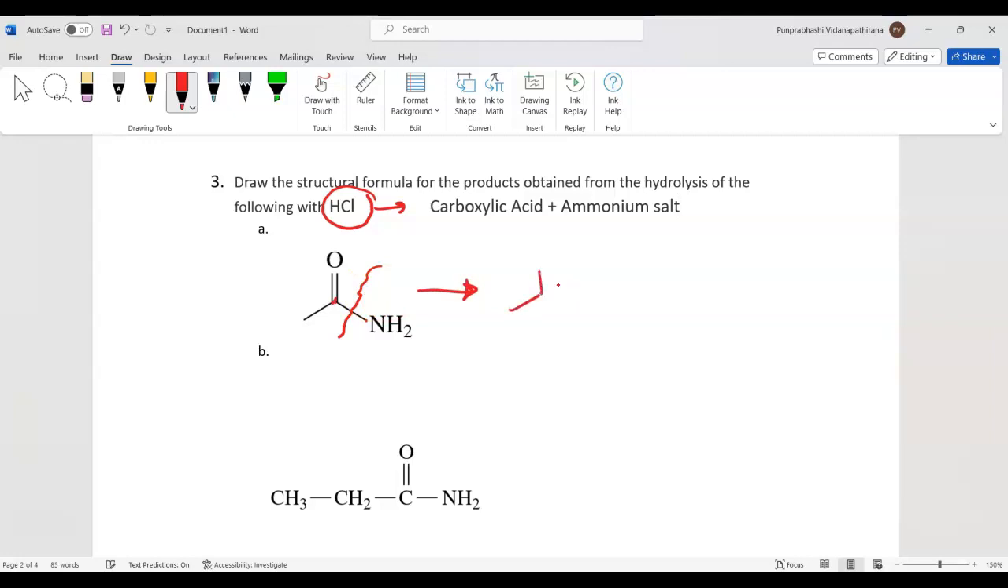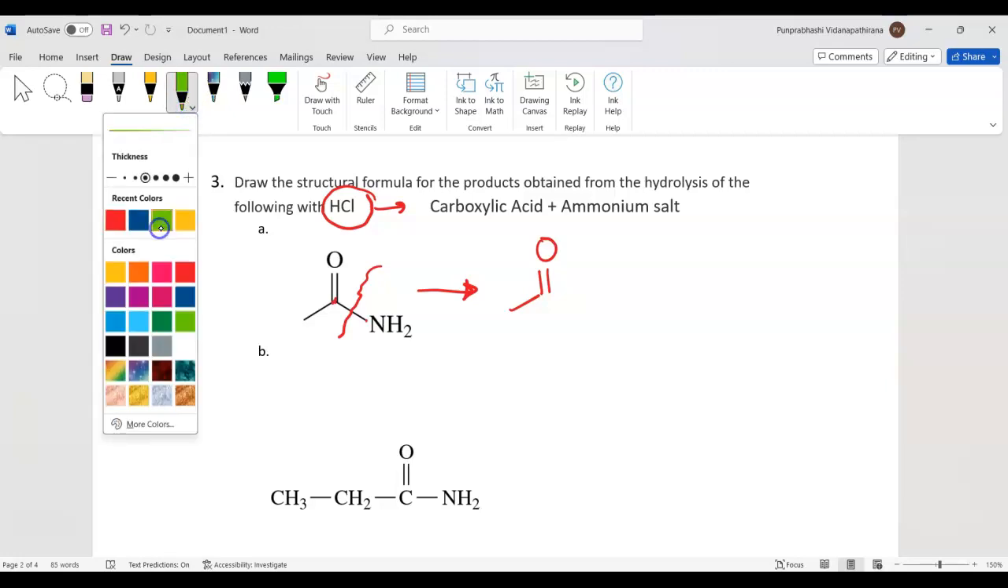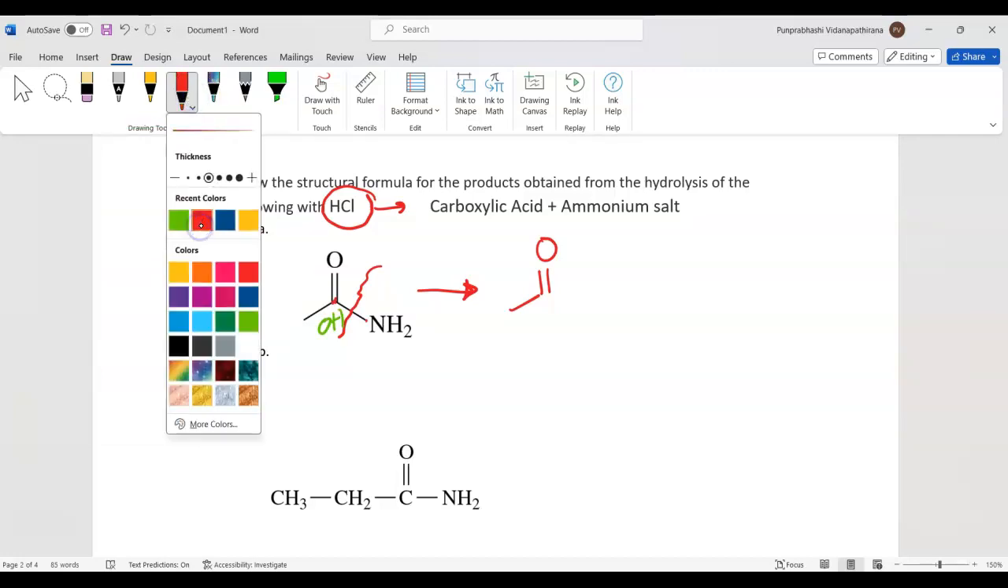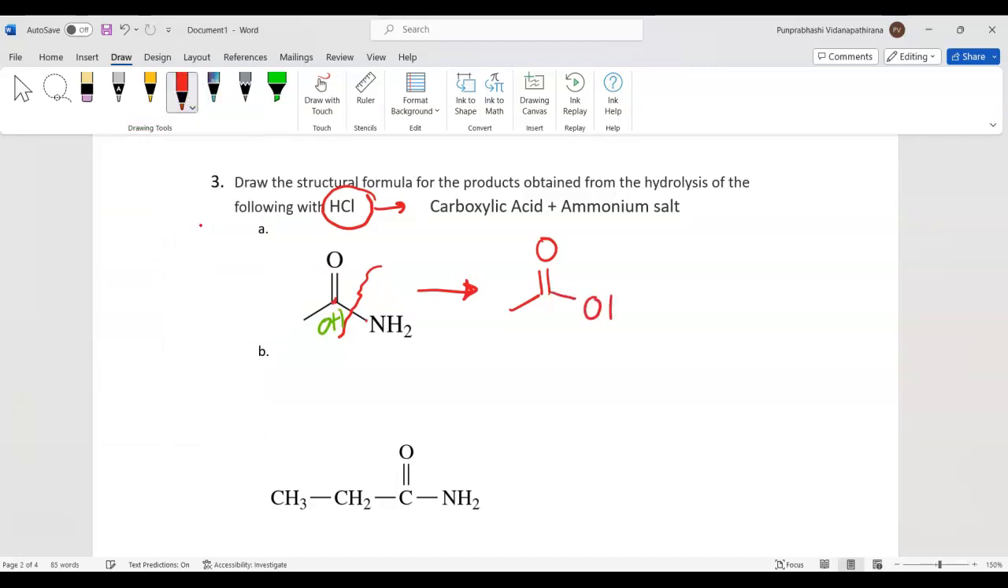The structure would be just, you just have to add a hydroxyl group to this side. Okay, so I'm gonna draw that particular carboxylic acid. So what is this carboxylic acid? It's ethanoic acid, right? It doesn't ask for the names, just the structure. So this will be one product.